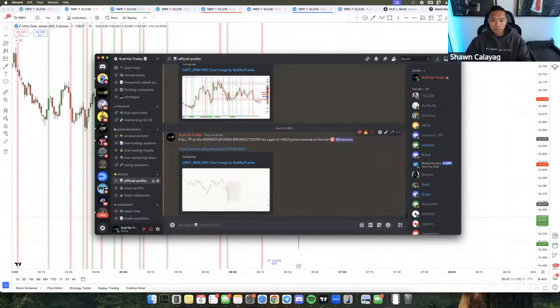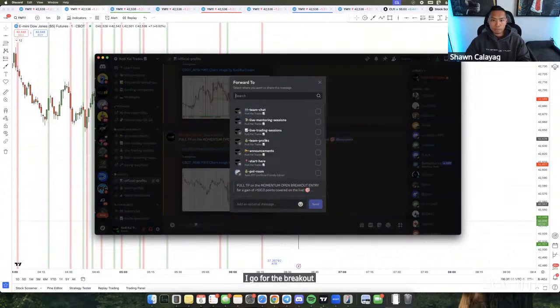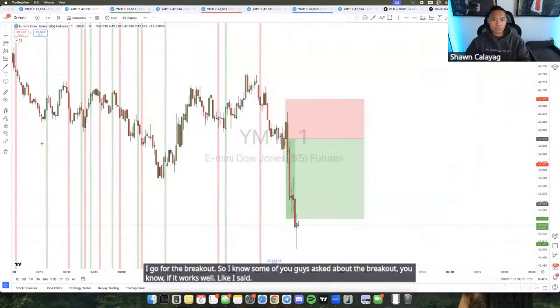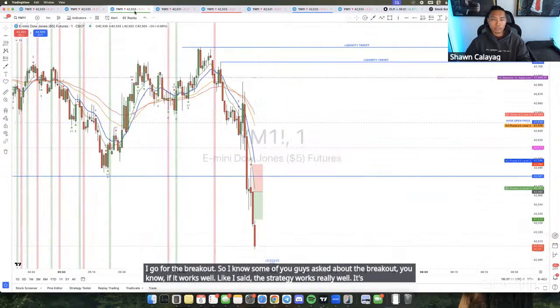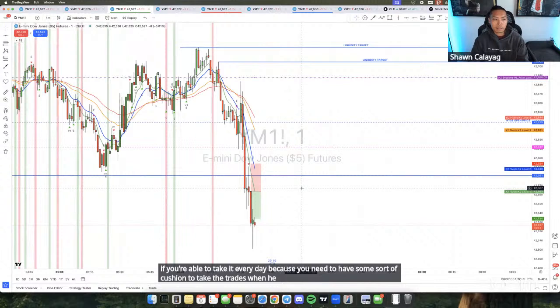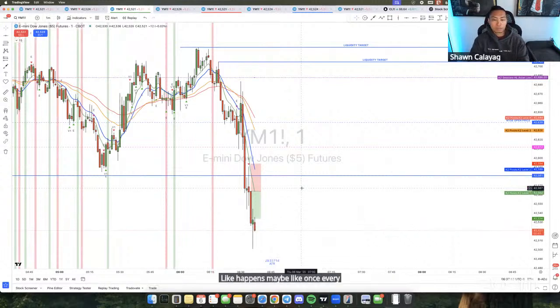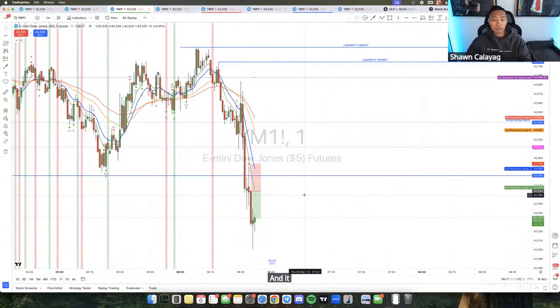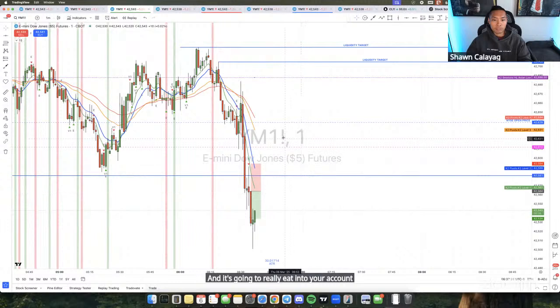There you go for the breakout. So I know some of you asked about the breakout, if it works well. Like I said, the strategy works really well. It's just if you're able to take it every day, because you need to have some sort of cushion to take the trades when you go into a drawdown period, which happens maybe once every couple months. A lot of times it'll be pretty smooth, but for the most part, once every couple months, you'll go through a heavy drawdown phase where it's like 5 back-to-back losses, and it's going to really eat into your account until you go back into a streak.